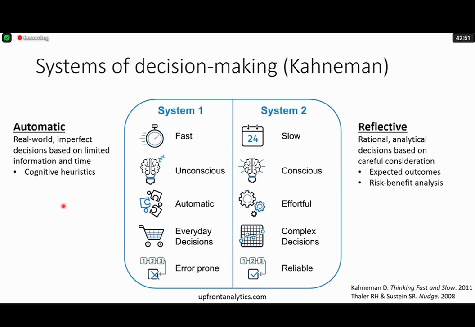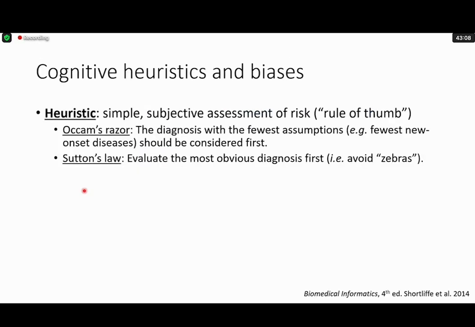quick, not enough time to make all the calculations, to analyze it, potentially error prone, but has the benefit of just getting decisions out, getting them done. And these people tend to focus on cognitive heuristics, which are simple subjective assessments of risk. You can call them rules of thumb. We know them, even if we don't give them a name. We tend to use them ourselves.